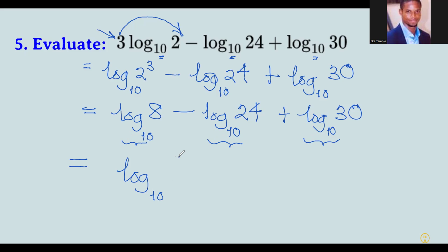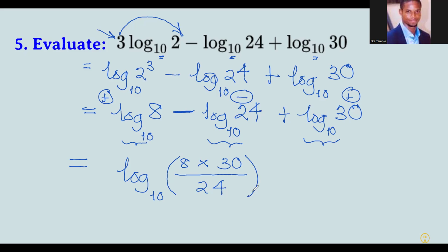Now, open the bracket, ready for the combination. Those with positive logarithms multiply in the numerator. Log base 10 of 8, that's positive. And log base 10 of 30, that's positive. So we're taking 8 multiplied by 30 in the numerator. This will be divided by the one with negative logarithm. You can see the sign clearly. So 24 goes downwards.